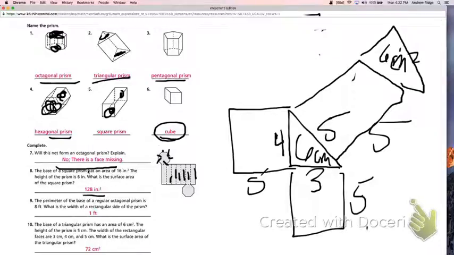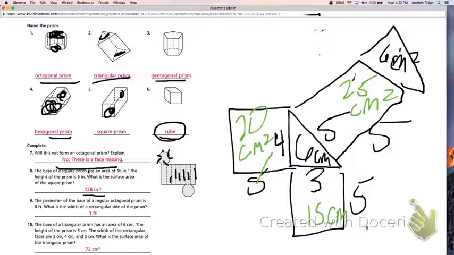So, when we multiply 5 times 4, right, we get 20 centimeters squared. 5 times 5 is 25 centimeters squared. 3 times 5 is 15 centimeters squared. Put the two bases together, you get 12 centimeters squared between the two of them. 20 and 25 and 15 and 12 is 72 centimeters squared. Okay, so now we're done with this.